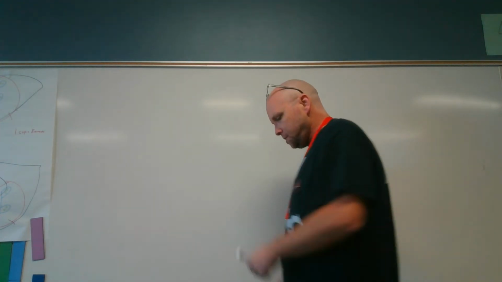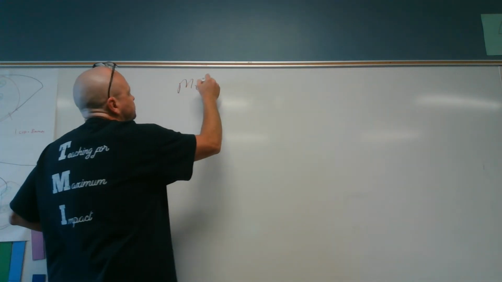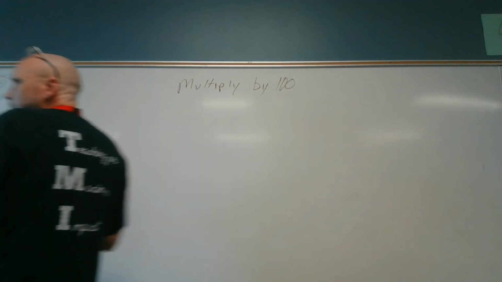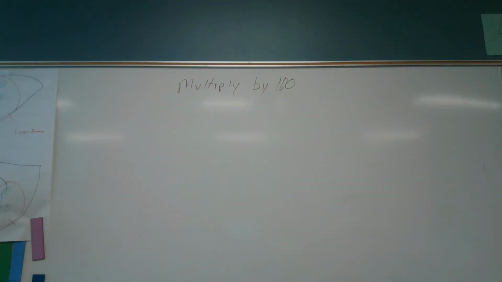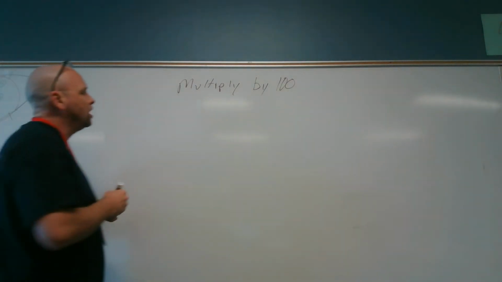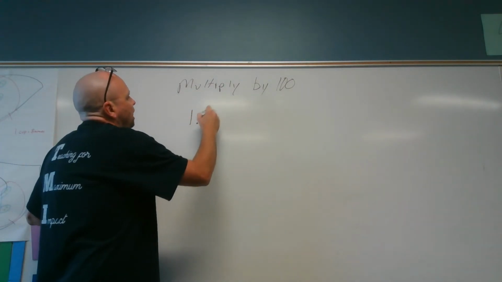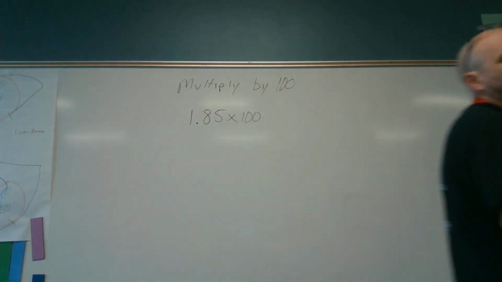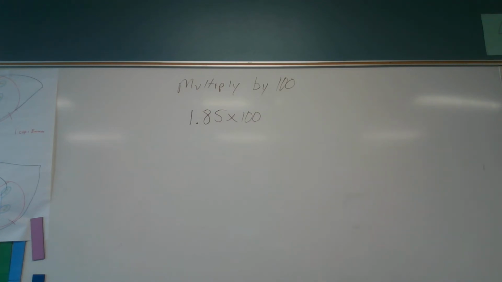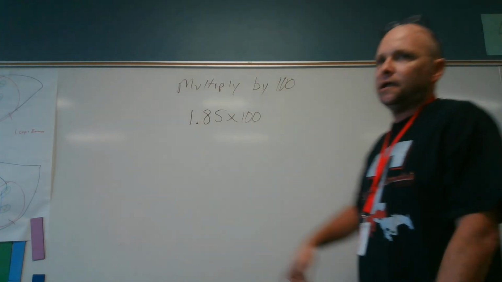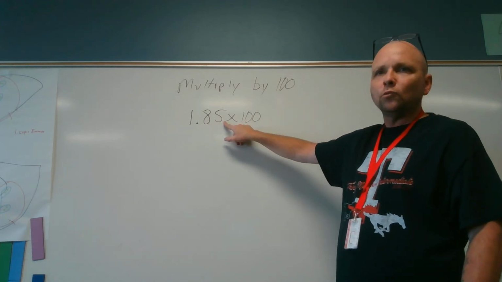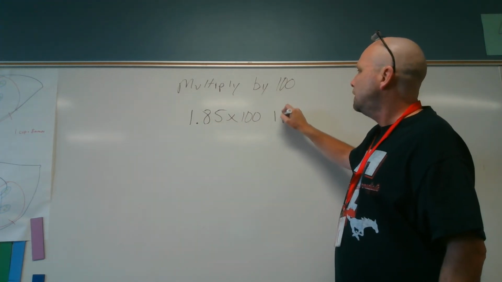Same thing. So this is multiplying by 100. Let's look at an example problem. If I had 1 and 85 hundredths times 100, when I'm multiplying by 100, I move my decimal point 2 places to the right. So it's here, I need to move it here, and then I need to move it one more time. So it's 185.